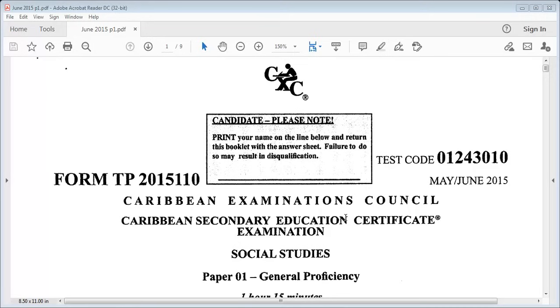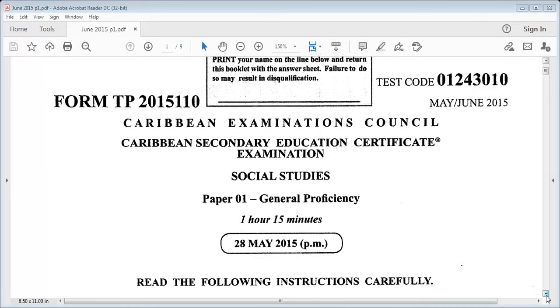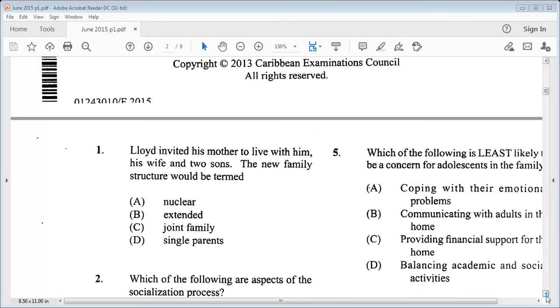Well, let us get right into this paper. The first question says, Lloyd invited his mother to live with him, his wife, and two sons. The new family structure would be termed, we know it would be termed B, extended family. Let's go on to 2.